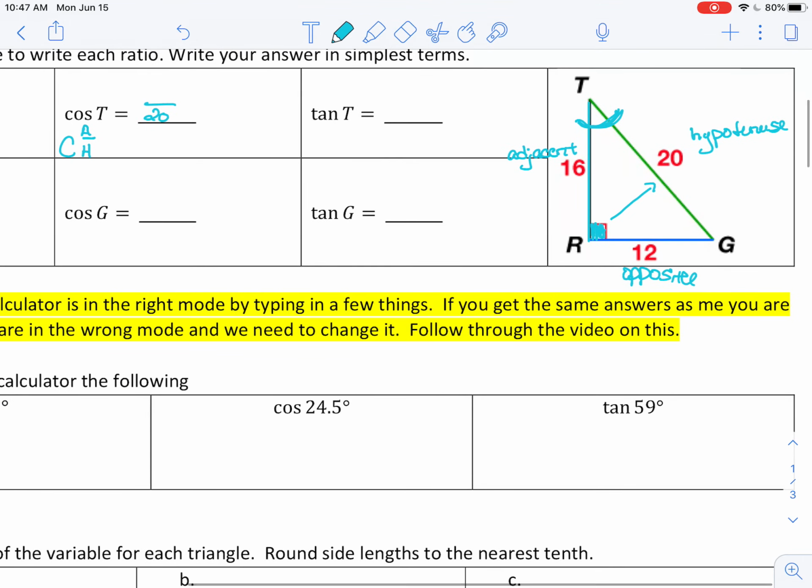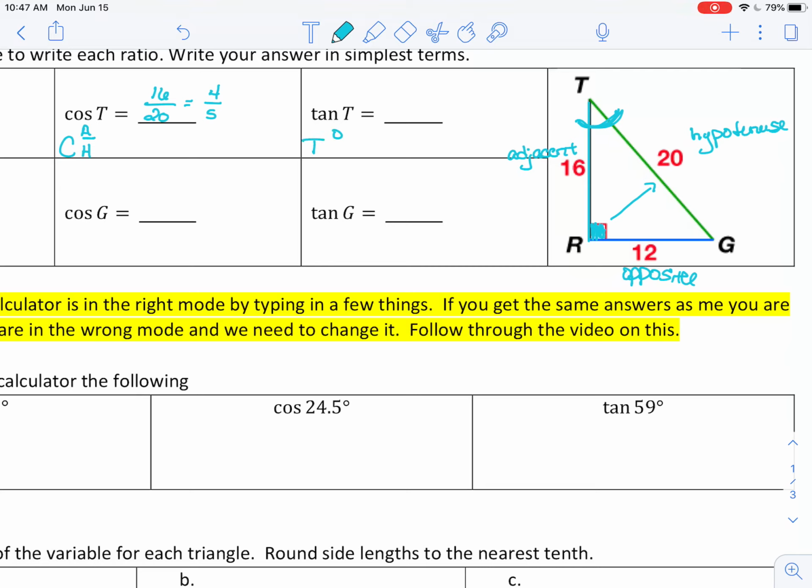Which means when I go to make a fraction of this, the adjacent leg goes on top, 16, the hypotenuse is 20, and when I reduce that, 16 divided by 4 is 4, 20 divided by 4 is 5. Cosine of t is 4/5.